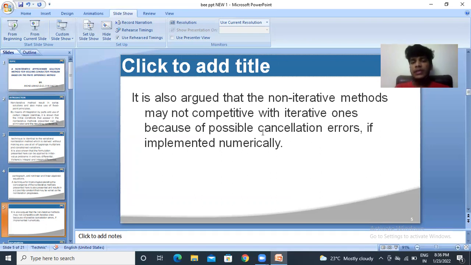Here, this point says that if we apply non-iterative methods to the iterative ones, then the cancellation occurs. The methods for the non-iterative and the iterative are completely different. So if we implement it numerically, then the cancellation errors will be there. So what we'll do is, while applying non-iterative ones, we will not apply it for the iterative ones.